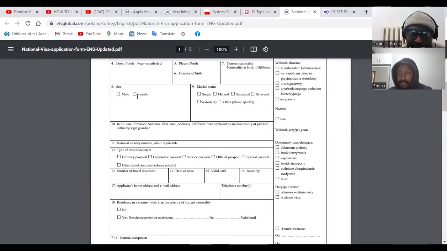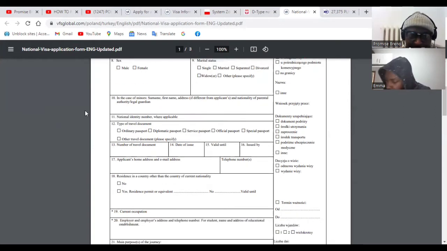Then, are you male or female? Then you tick any of the boxes that applies to you. Then the next, marital status. Are you single, married, separated, divorced? Are you widowed or whatever? Write it here. Okay. Then next, in the case of minors, so minors are those under the age of 18.